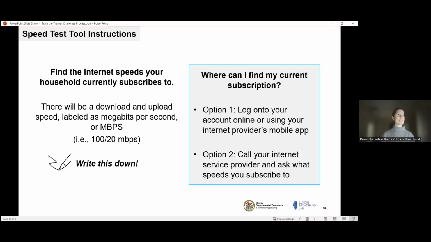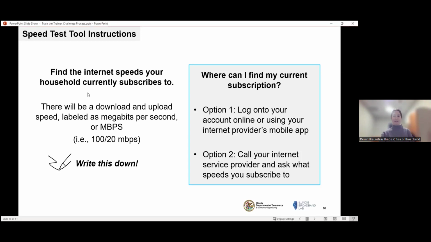And if you give me 1 sec, my lighting is strange, so I'm just going to adjust that one moment. Okay, thank you for bearing with me on that one.